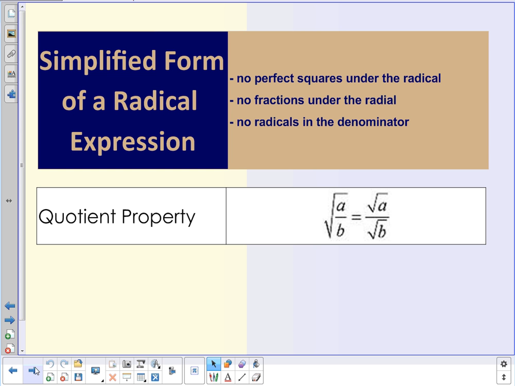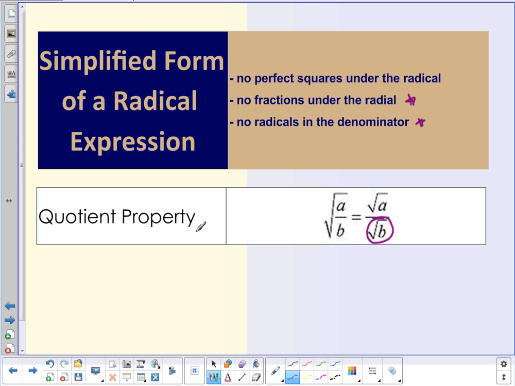So here's the thing. We've talked about these already. These are the things that we're not allowed to have in a simplified form of a radical expression. We cannot have perfect squares under the radical. That's what we've been practicing, simplifying the radical and taking out those pairs of numbers, so perfect squares. We cannot have fractions underneath the radical, and we cannot have radicals in the denominator of a fraction. We're not allowed to have those three things. So the two that we're going to work on a lot today are the bottom two. So we're really working on the fraction part of it and what happens when we have that.